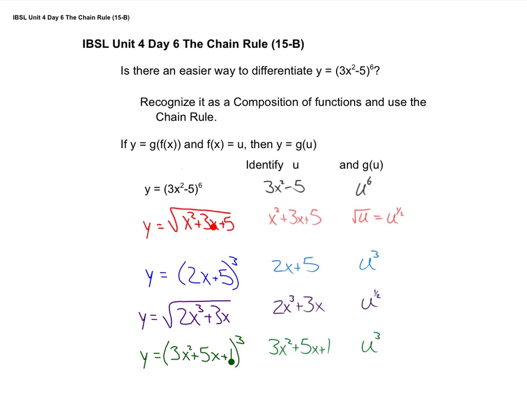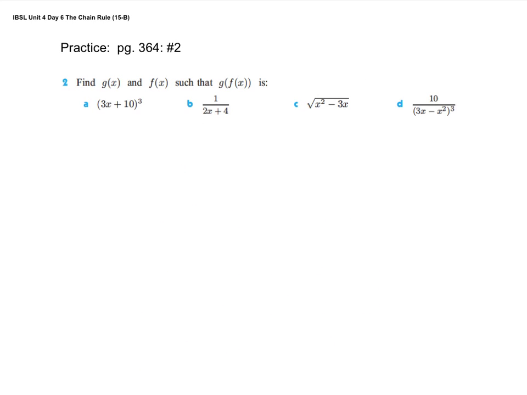Now, let's try just a couple more. Some of these are a little bit different, but I want you to take a minute here and try these on your own, and then we'll go over them. Again, identify the u and identify the g of u. They're using f of x to represent that u. I don't like using g of x to represent the g of u because then we get confused because we have too many x's in there. So use u and g of u.